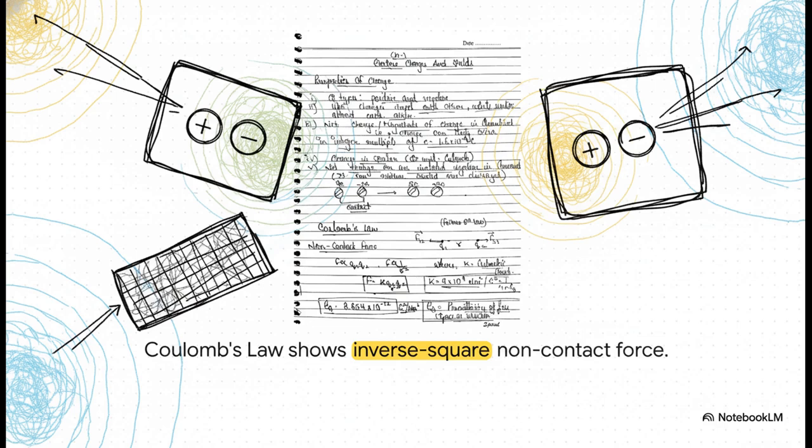And hey, notice that constant k in there? It includes epsilon naught, which is the permittivity of free space. You can think of that term as a measure of how much resistance a pure vacuum offers to the formation of an electric field. Pretty wild to think about empty space having resistance, right?